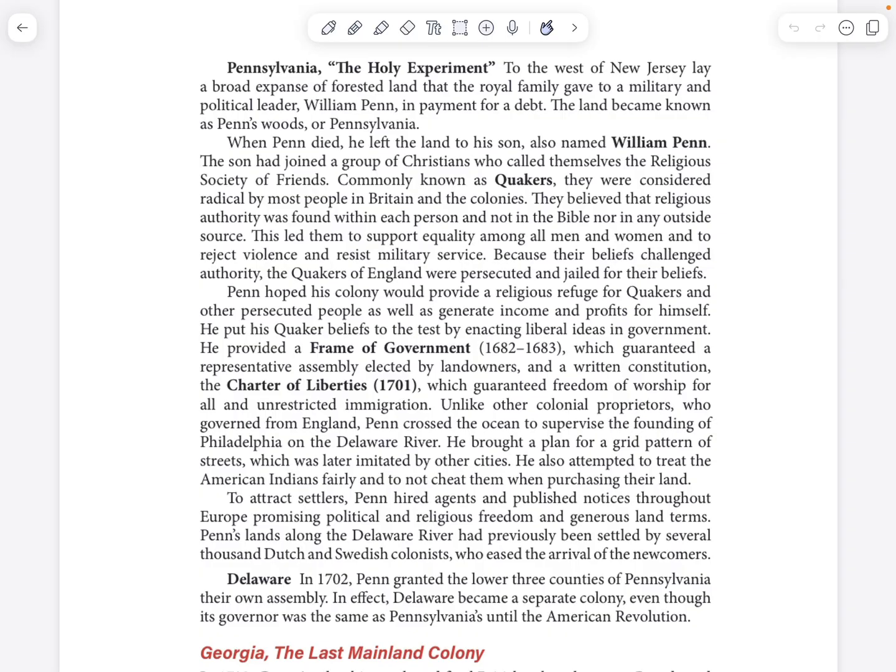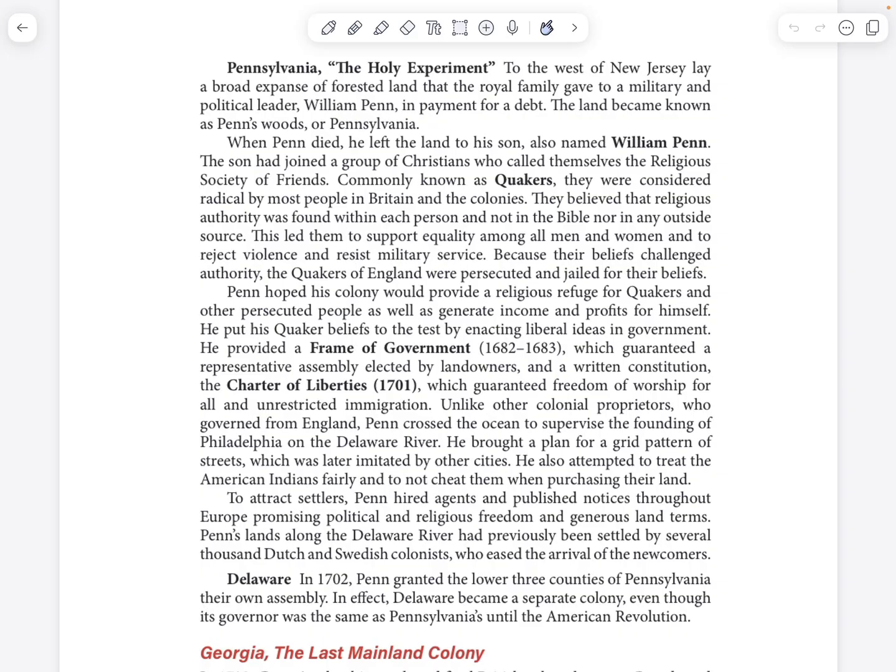Unlike other colonial proprietors who governed from England, Penn crossed the ocean to supervise the founding of Philadelphia on the Delaware River. He brought a plan for a grid pattern of streets, which was later imitated by other cities. He also attempted to treat the American Indians fairly and to not cheat them when purchasing their land.